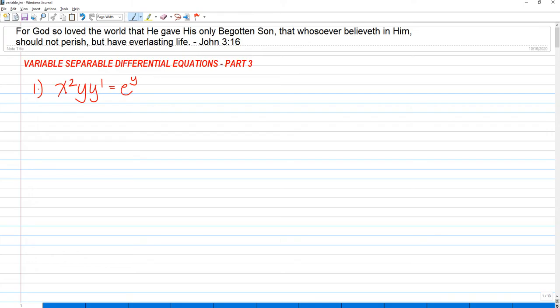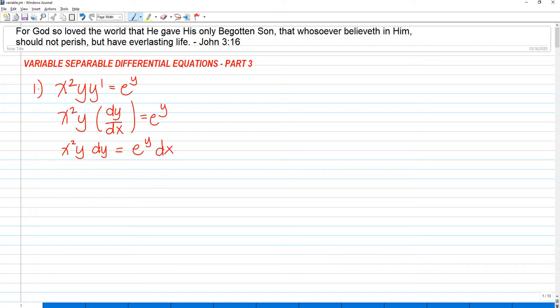So for number 1, we have x squared y prime equals e raised to y. So how do we solve this type of variable separable differential equation? First, we know that in this problem y prime is equal to dy over dx, so it's best to rewrite it. So we have x squared dy all over dx equals e raised to y. If we manipulate this, we have x squared dy equals e raised to y dx.